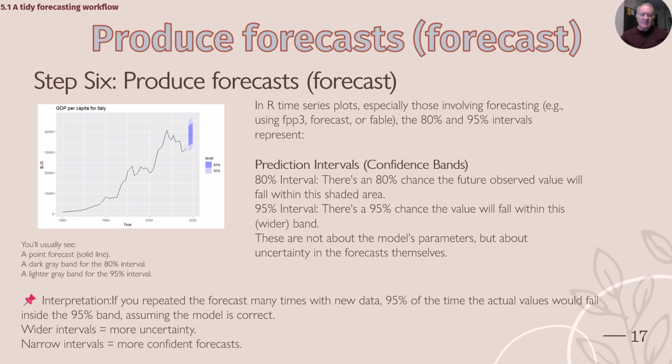These are not just about the model parameters, but about the uncertainty in the forecasts themselves. So if you repeated the forecast many times with new data, 95% of the time, the actual values would fall into the 95% band, assuming that the model is good.